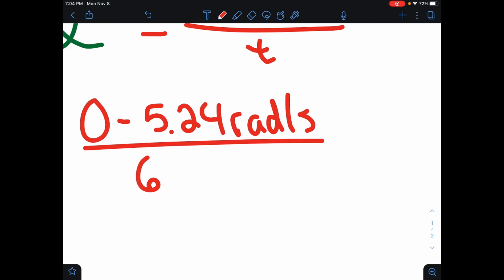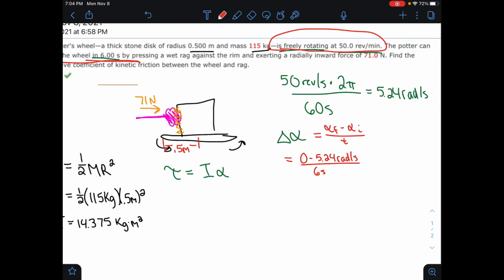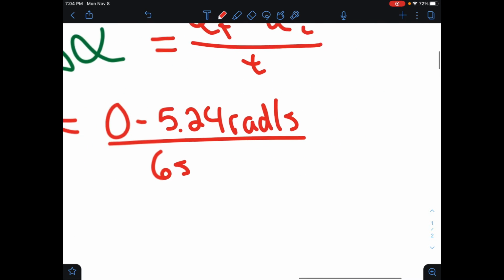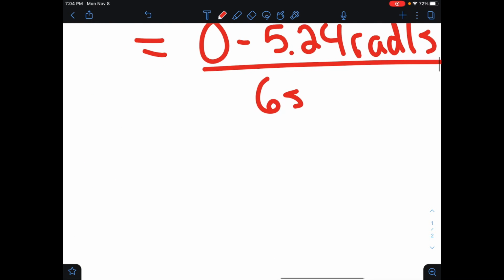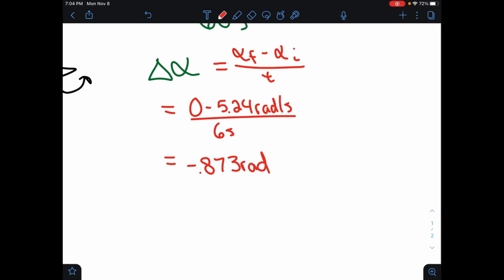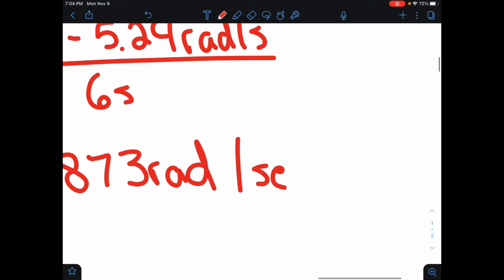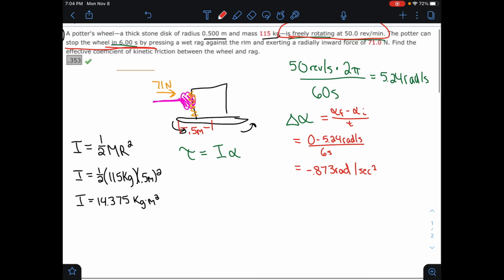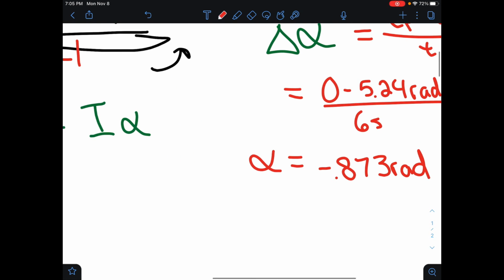Divided by 6 total seconds because it's happening in 6 seconds. And we are going to get a negative value here, which is fine. It's not going to affect anything really. Actually, my bad, it will affect it, because it's slowing down, so it has to be negative. It's going in the opposite direction to slow it down. Okay, so this is our angular acceleration.